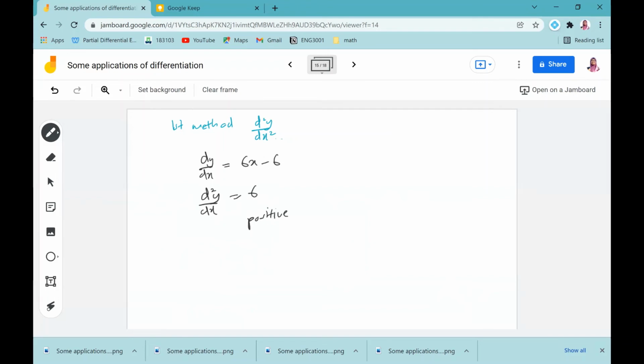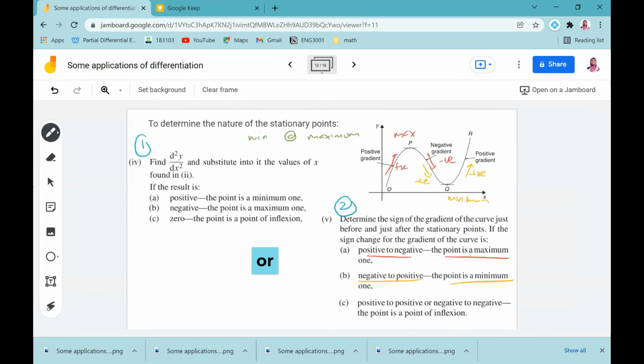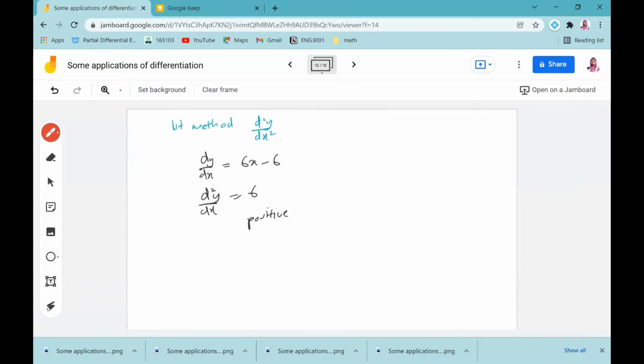When it is a positive value, the point is minimum. So the answer is the same: positive, so the point is a minimum turning point. Okay, so this is it for turning points.